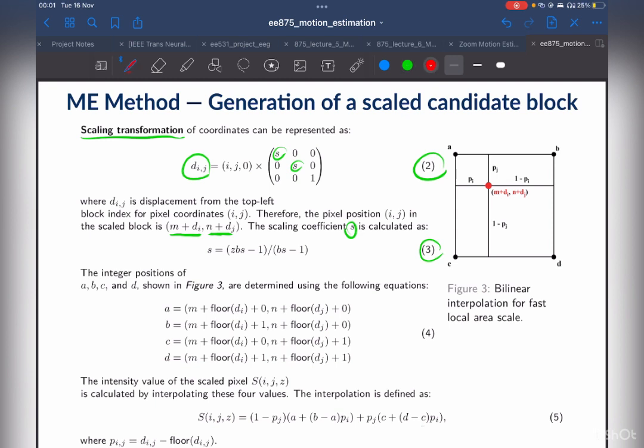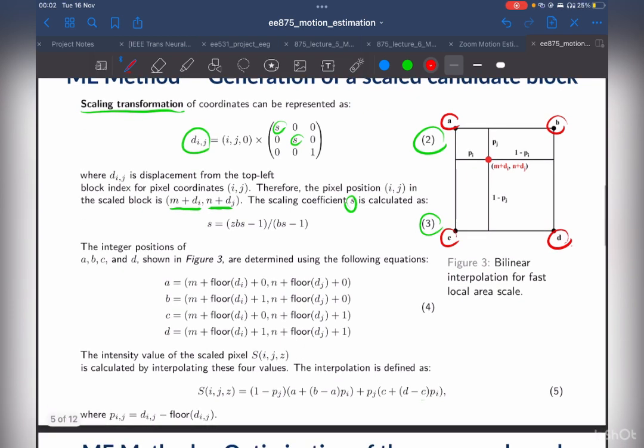And from the figure, the integer positions A, B, C, D are determined using equation 4, and the intensity value of the scaled pixel is calculated by interpolating these 4 values. The interpolation is defined in equation 5.